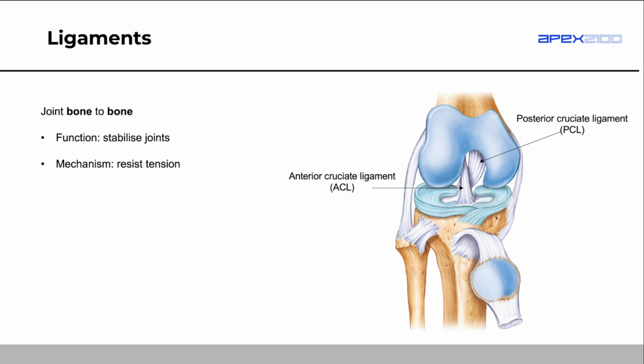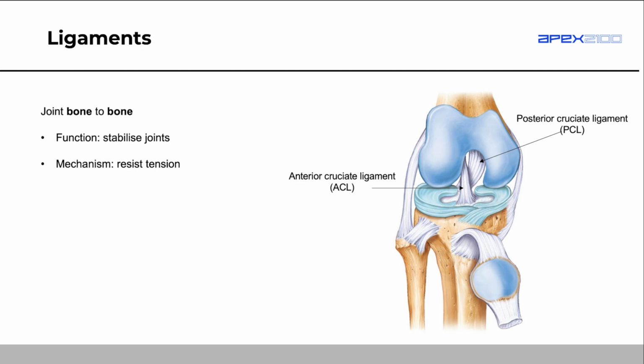All right, ligaments. So we know that a ligament joins bone to bone, and their main function is stabilizing joints. So around mostly all of our joints, we've got ligaments, and the way that they stabilize joints is to resist tension. So ligaments work when they get pulled apart. They tighten up and they don't allow that joint to move any further.